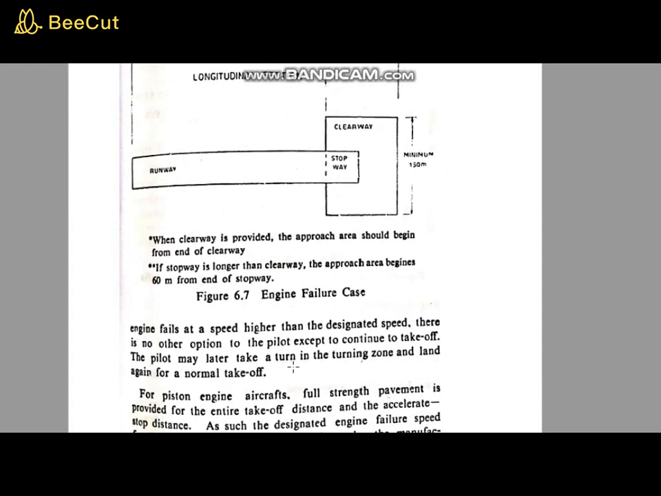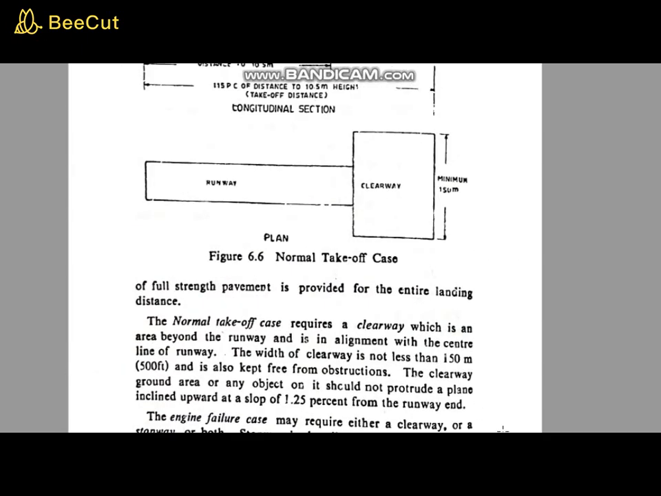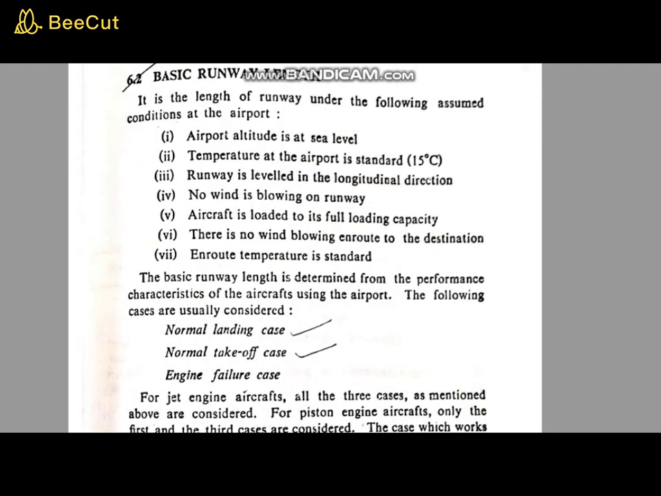If, however, the engine fails at a speed higher than the designated speed, there is no other option for the pilot except to continue the takeoff. The pilot may later take a turn in the turning zone and land again for a normal landing. So this is all about the engine failure case. So runway length is determined by three cases: normal landing case, normal takeoff case, and engine failure case.